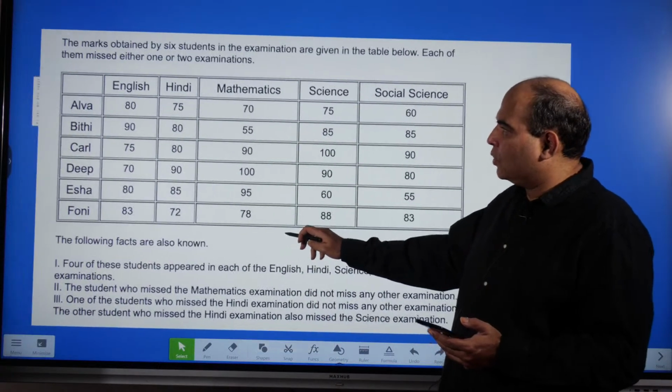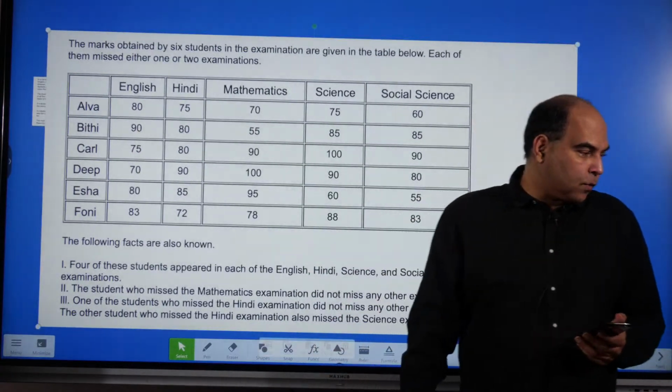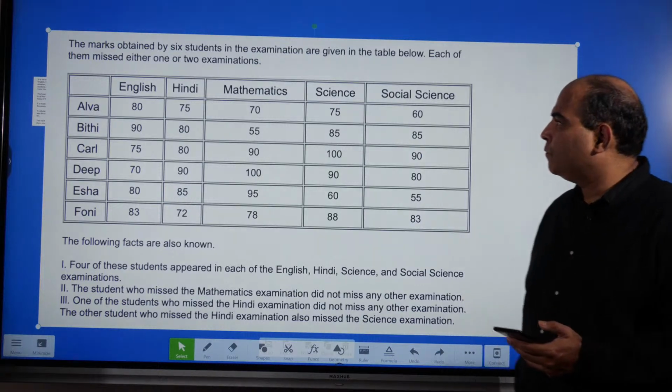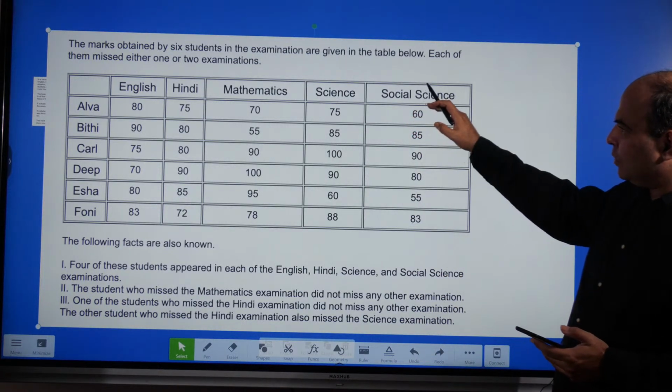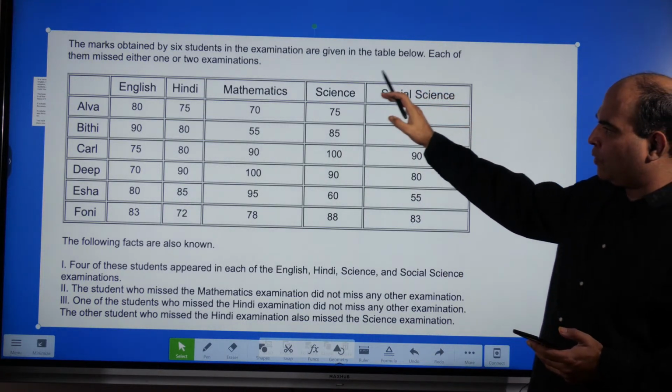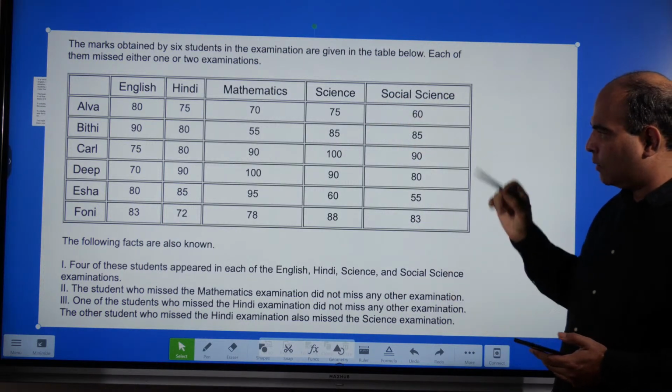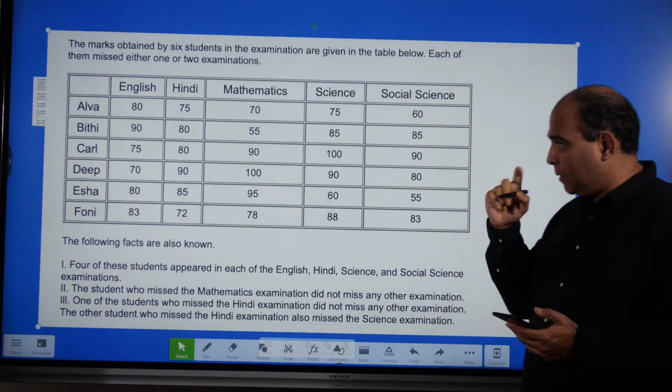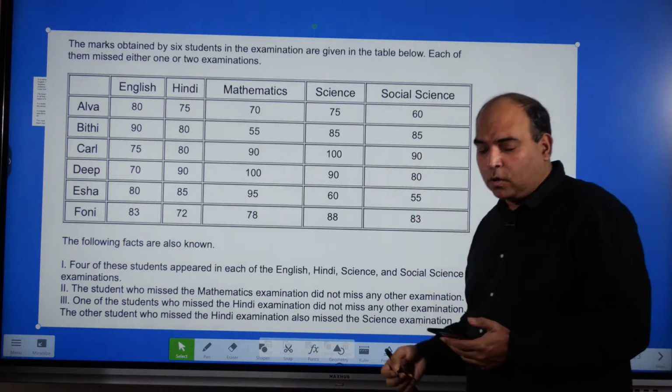Good evening. So coming back to this question. The marks obtained by the 6 students in the exams are given in the table below. Each of them missed either 1 or 2 examinations. Did we understand this much? The remaining part is what you have to do on the table.